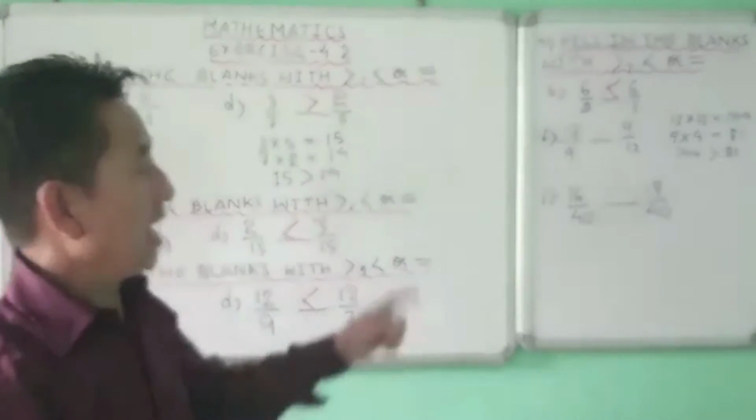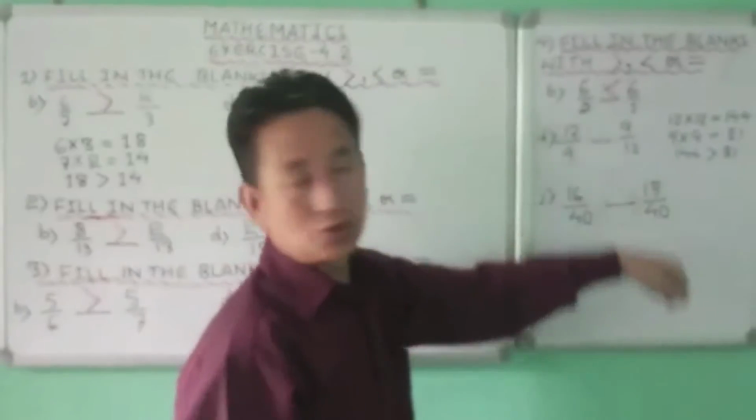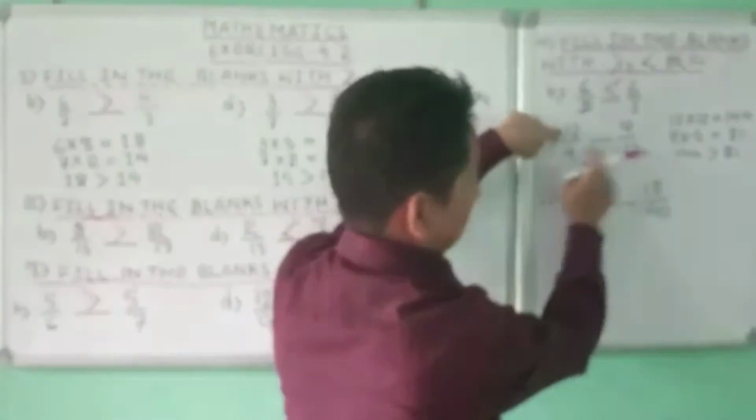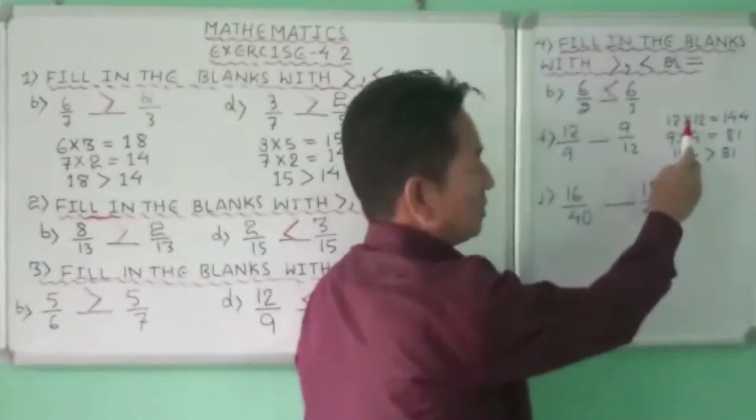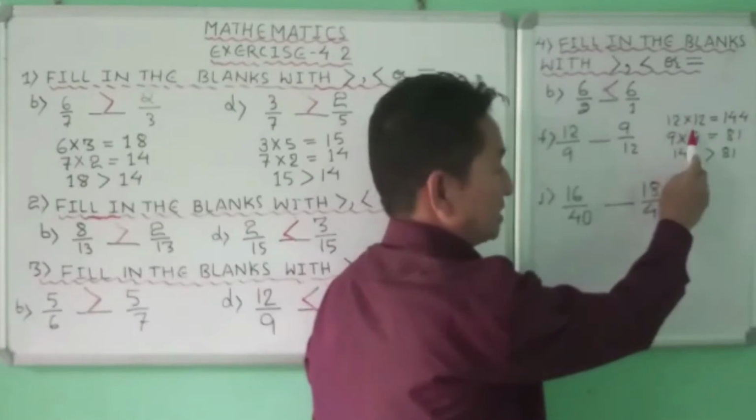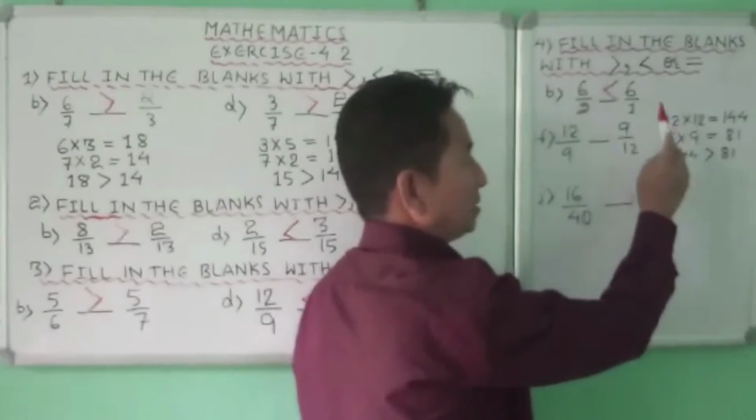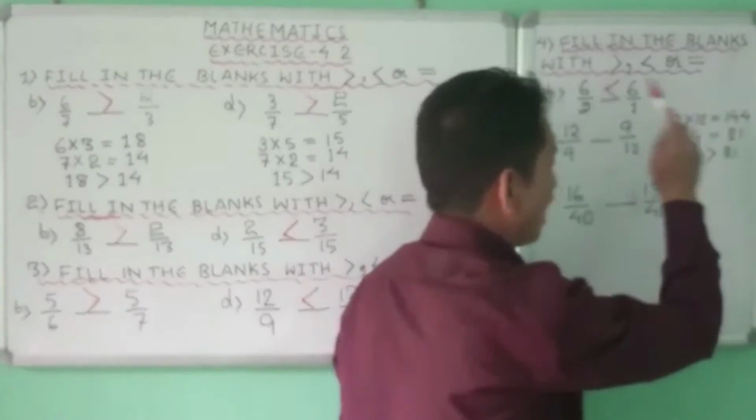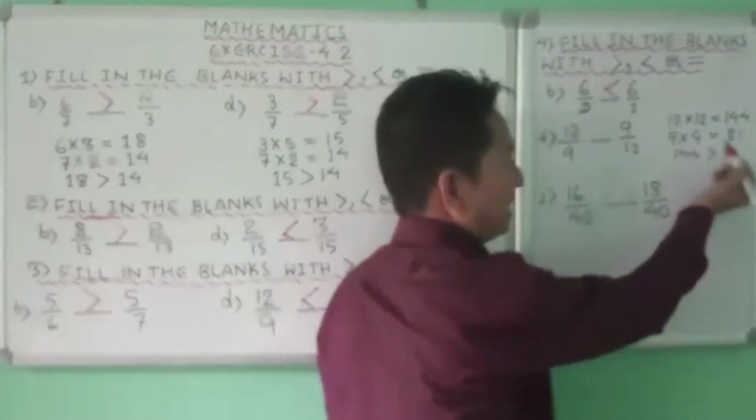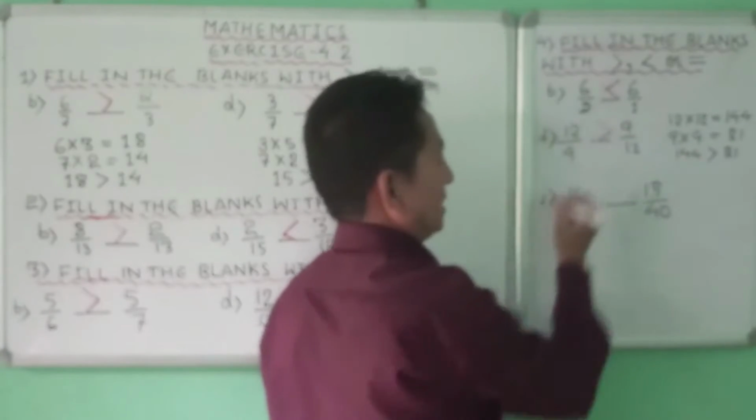Now here next, F. These are unlike fractions, 12 by 9, 9 by 12. We'll cross multiply this. 12 into 12, 9 into 9. Here first, 12 ones are 12, 12 twos are 24, 12 threes are 36, 12 fours are 48, 12 fives are 60, 12 sixes are 72, 12 sevens are 84, 12 eights are 96, 12 nines are 108, 12 tens are 120, 12 elevens are 132, 12 twelves are 144. And 9 nines are 81. So 144 is greater than 81. So the first one, 12 by 9, is greater than 9 by 12.